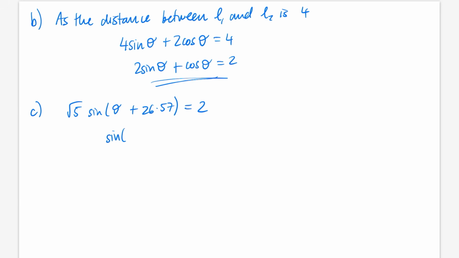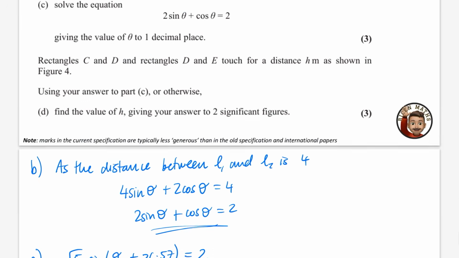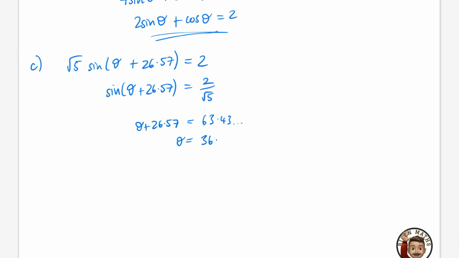So we then get that the sine of theta plus 26.57 is equal to 2 over the square root of 5. I will do the inverse sine of that, and we get 63.43, and so on. I'll subtract the 26.57, and we get that theta is 36... what did it want? To just one decimal place. So 36.9 degrees to 1 decimal place.